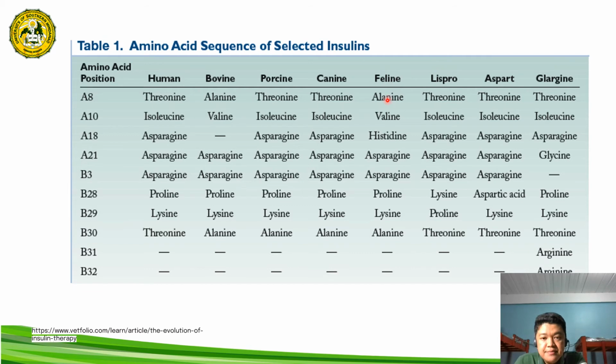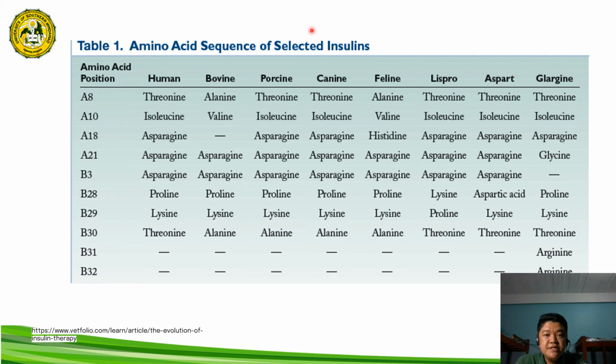For cats, it is different. The insulins of cats is slightly different from that of dogs. We also have here the different synthetic or man-made insulin preparations that are used for the treatment of diabetes. So for example, here we have Lispro, Aspart, and Glargine.